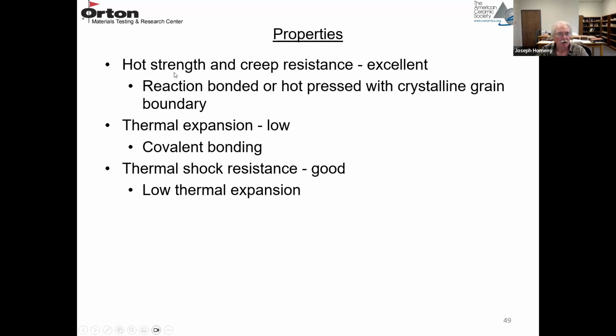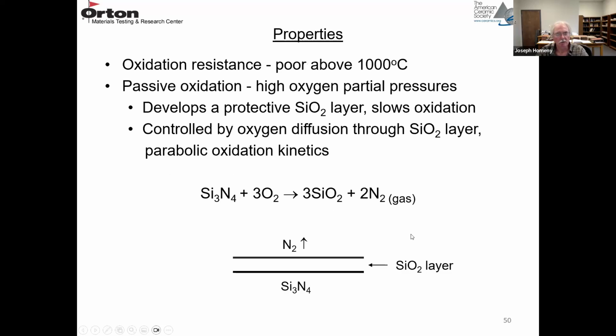So just like silicon carbide, it's a strong material at high temperatures. It's creep resistant. And then the reaction bonded or hot pressed materials that have a crystalline grain boundary are going to have even higher hot strength and better creep resistance. The thermal expansion is low because of the covalent bonding. The thermal conductivity is relatively high, so the thermal shock resistance is good. Again, low expansion and high conductivity give good thermal shock resistance.